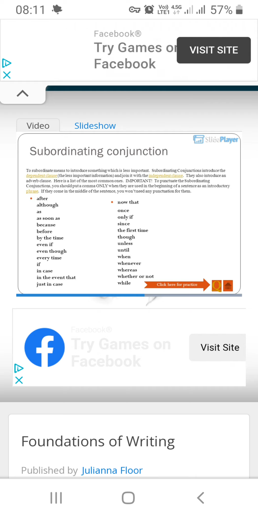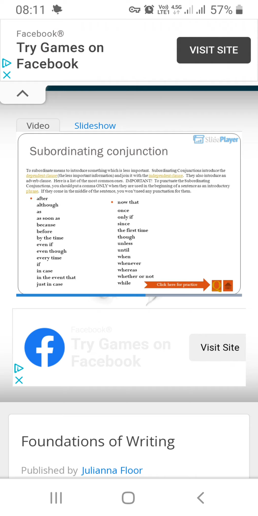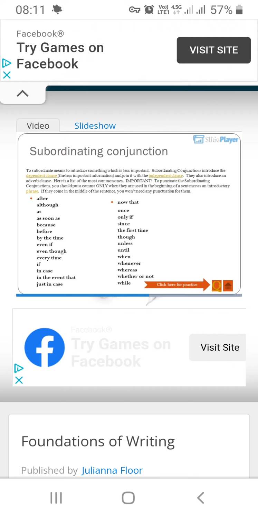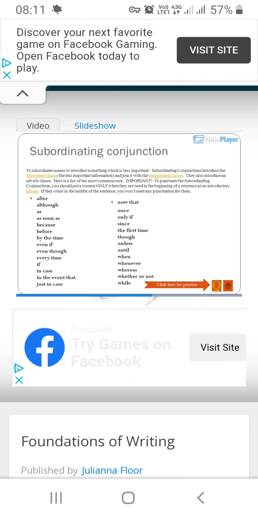After, although, as soon as, because, before, by the time, even if, even though, every time, if, in case, in the event that, just in case, now that, once, only if, since, the first time, though, unless, until, when, whenever, whereas, whether or not, while. Click here for practice.